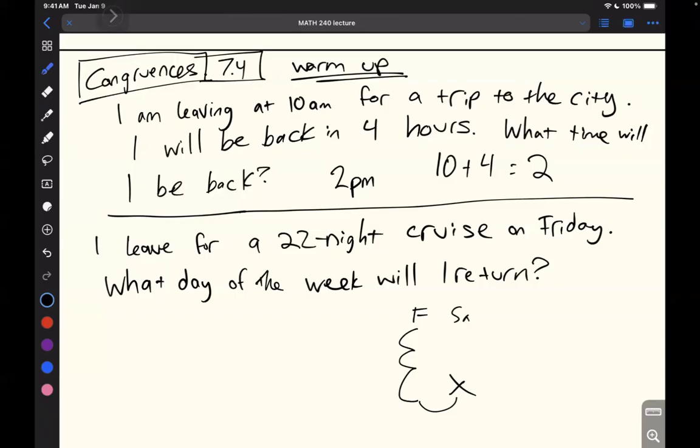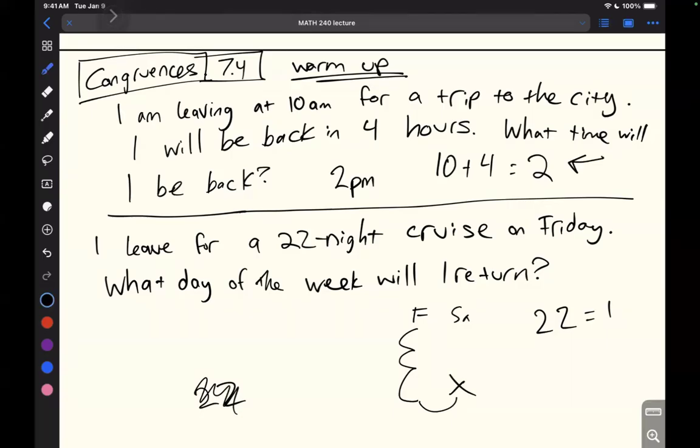22, sorry. We don't have a fun equation for that one, but this is what that tells me as a mathematician. So like adding one more gives me Saturday.